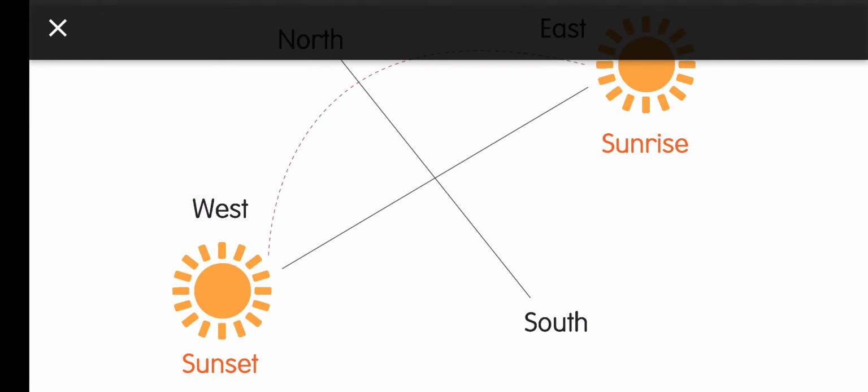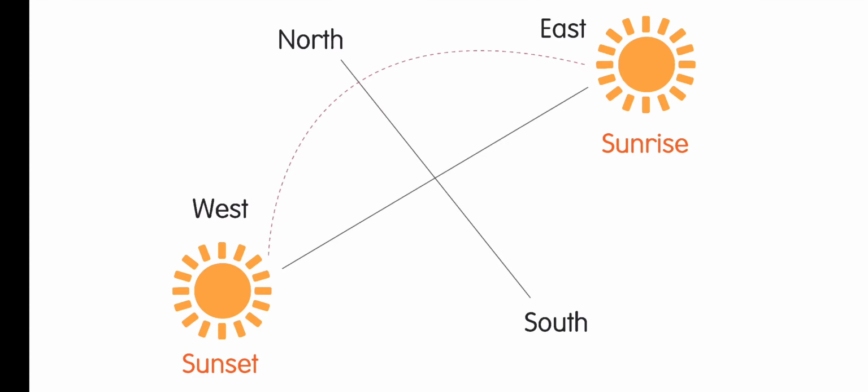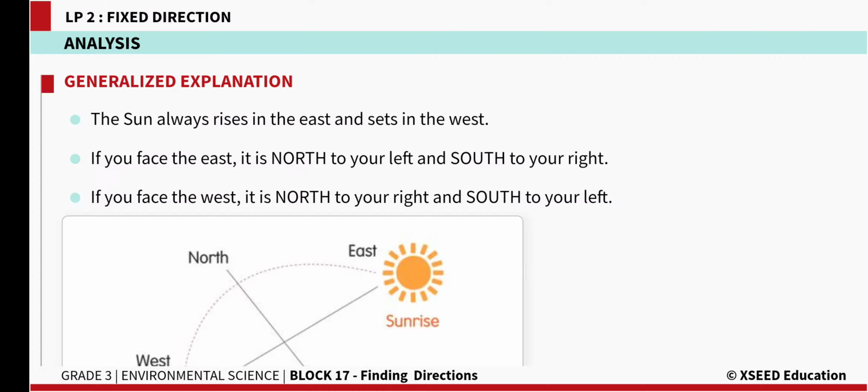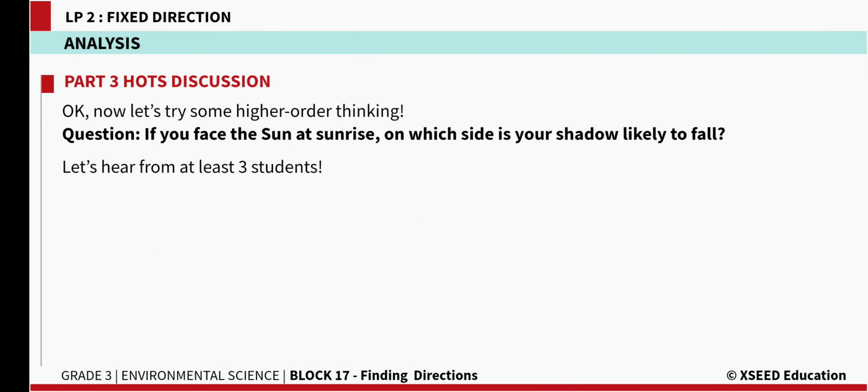See here, if somebody is facing the sunrise, that direction is east, behind you is the west, your right-hand side is the south, and your left-hand side is the north. And in the opposite case, at the time of sunset, the right side becomes north and your left side becomes south. That is the only difference.